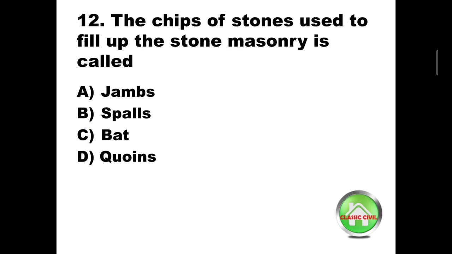Question number 12. The chips of stones used to fill up the stone masonry is called option A, jambs, option B, spalls, option C, bat, option D, coins. The chips of stones used to fill up the stone masonry is called answer is option B, spalls.